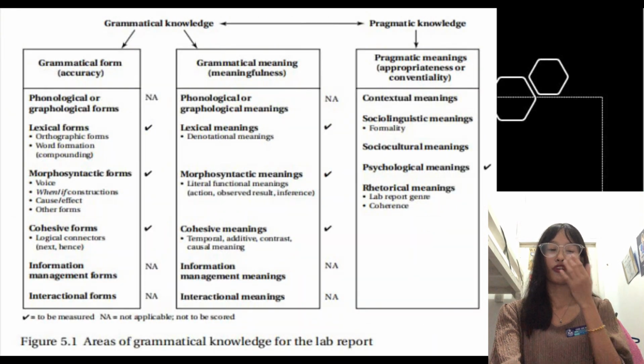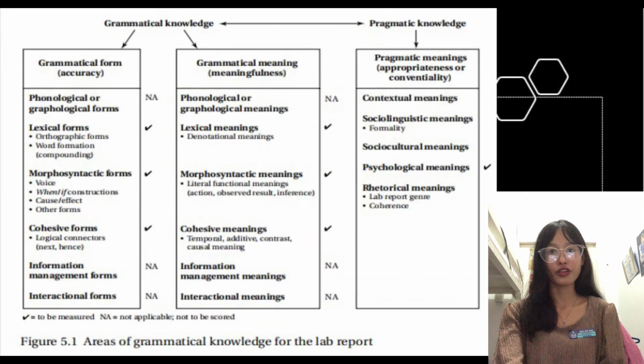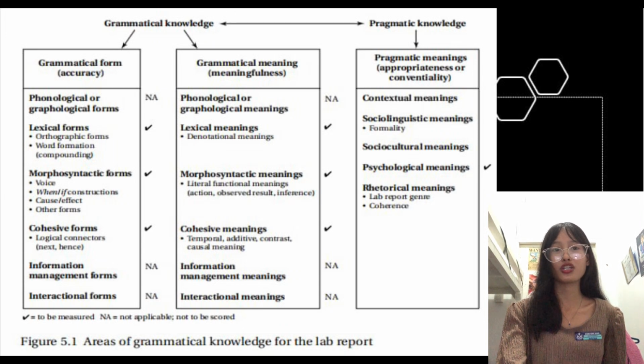So in this figure 5.1, it shows what aspects of grammar a test should cover to assess students' ability to write a lab report. So it divides the grammar into three main areas. First, we have grammatical accuracy. So this focuses on the correct structures of grammar, including things like word formation, sentence structures, and punctuation. The chart indicates which elements of grammatical form will be measured, checked, and which are not applicable, or NA.